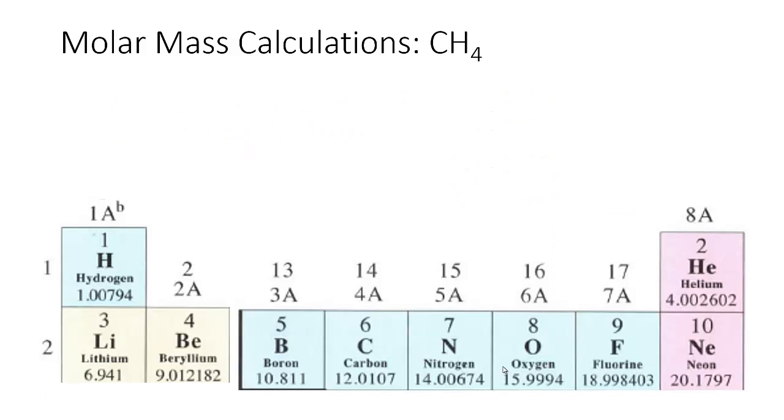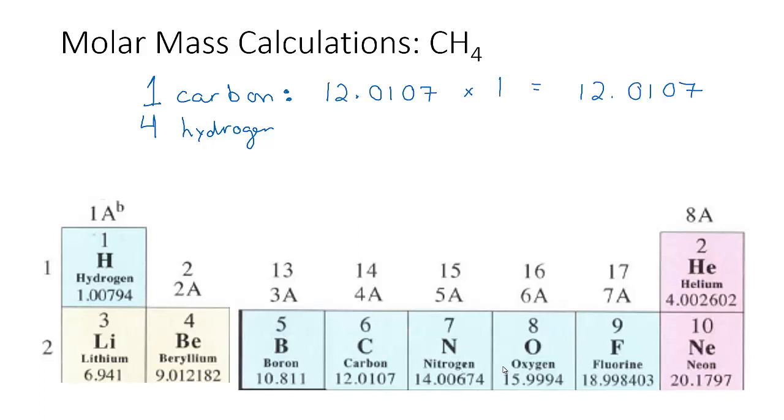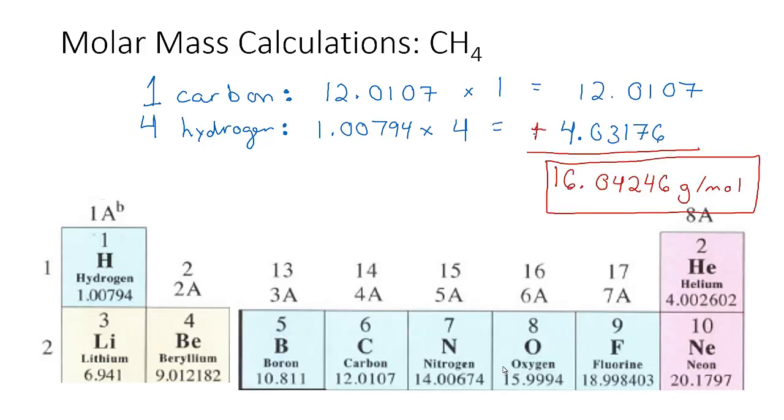Now let's try this molecule, CH4. 1 carbon, 4 hydrogen. The mass of the carbon is 12.01. There's 1 atom. For hydrogen, the mass is 1.079. There's 4 of them. Add them together to give us a total molar mass of 16.04246, and that's grams per mole.